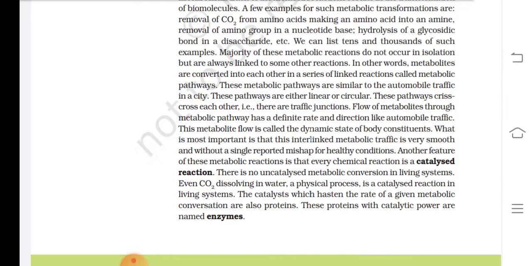Another feature of these metabolic reactions is that every chemical reaction is a catalyzed reaction. There is no uncatalyzed metabolic conversion in living systems. Even CO2 dissolving in water, a physical process, is a catalyzed reaction in living systems. The catalysts which hasten the rate of a given metabolic conversion are also proteins. These proteins with catalytic power are named enzymes.